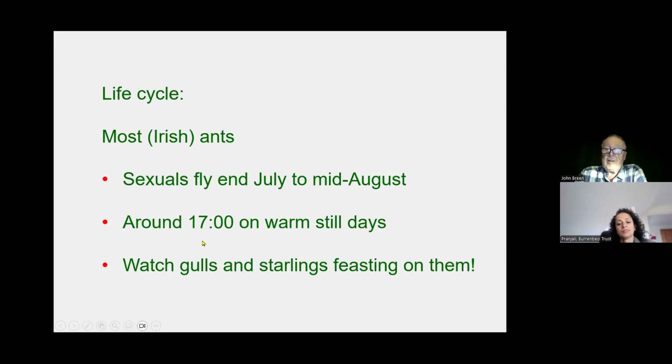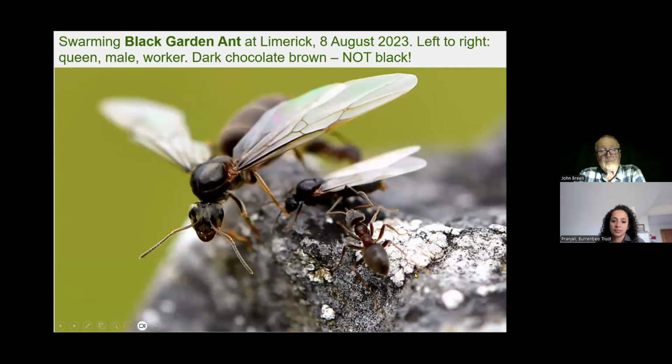But you can watch gulls and starlings and swallows all feasting on them, because I'll show you some pictures in a moment. The queens are very fatty and a lot of nutrient, and a lot of them get eaten by birds. So when I say in Limerick, I mean here in my own garden, in the suburbs, within Limerick City.